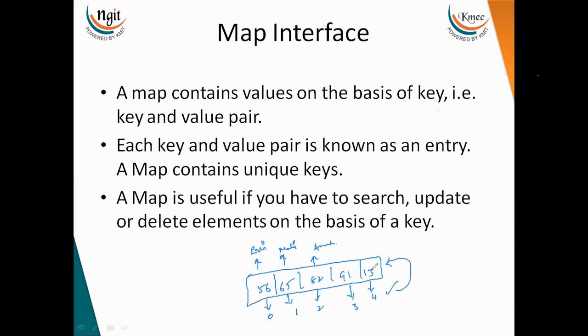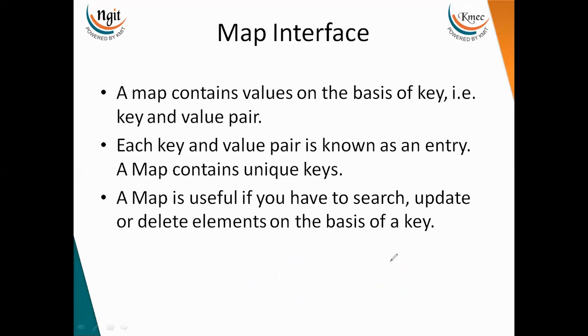To store this kind of data, we don't have any data structure in the list and set. For that purpose, we introduced the map data structure. There you can store values on the basis of key and value, right? This map interface contains a pair like key along with value. Each key is associated with a value, and this key and value pair can be called an entry in the map, right?